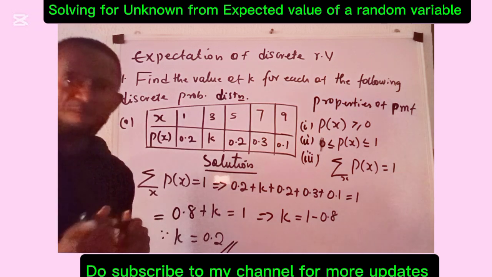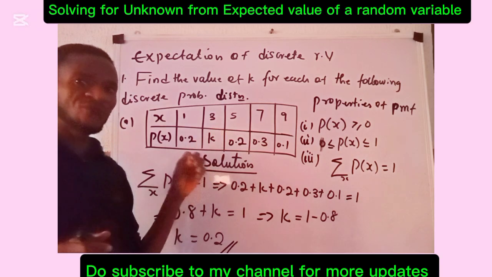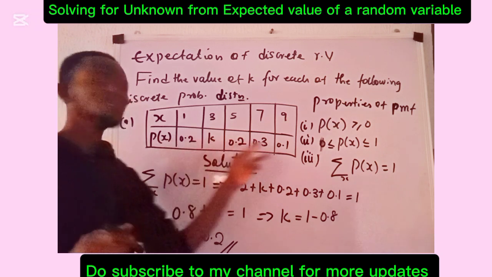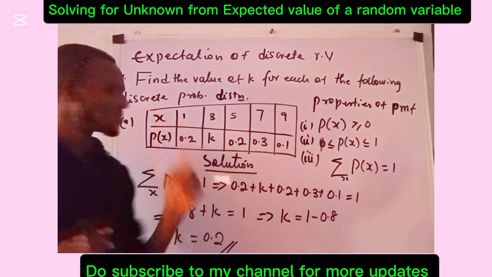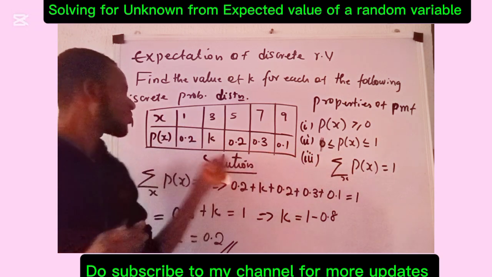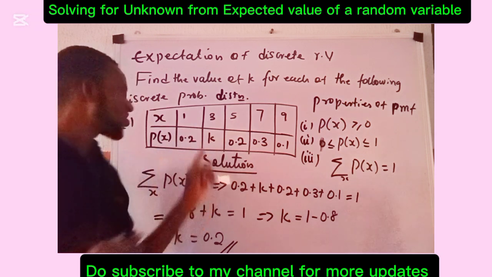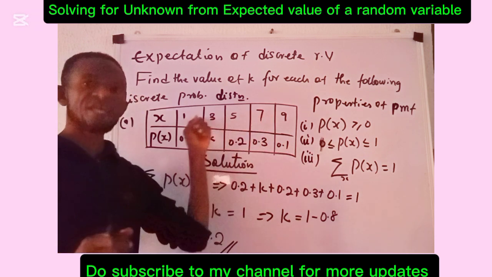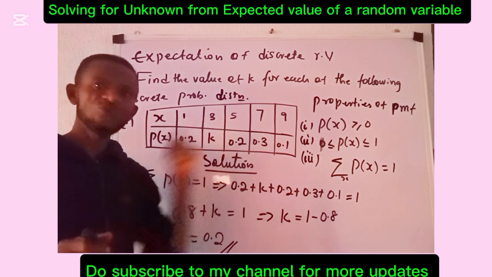The answer. I repeat. When you have a problem like this, where you are required to find the value of an unknown, and that unknown occurs within the probability row, what you are going to do is to sum all the probabilities and equate to 1 to enable you evaluate the value of the unknown. I repeat, the unknown must occur within the probability row. If the unknown occurs here, this is not going to be the approach. The approach is going to be different. We are going to miss that one.